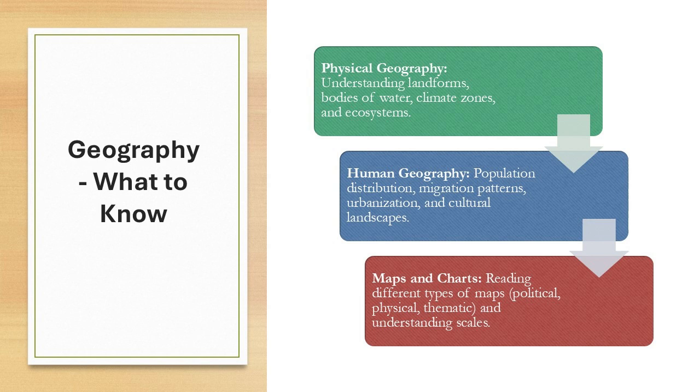However, humans can also take steps to protect the environment. Conservation efforts, renewable energy sources like solar and wind power, and sustainable farming practices are ways to reduce our impact. Being aware of these issues will help you understand the role geography plays in the relationship between humans and their environment.